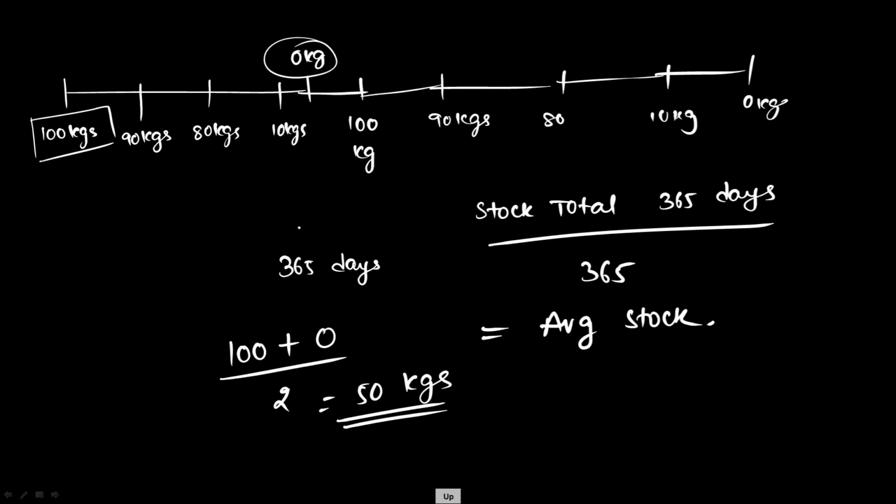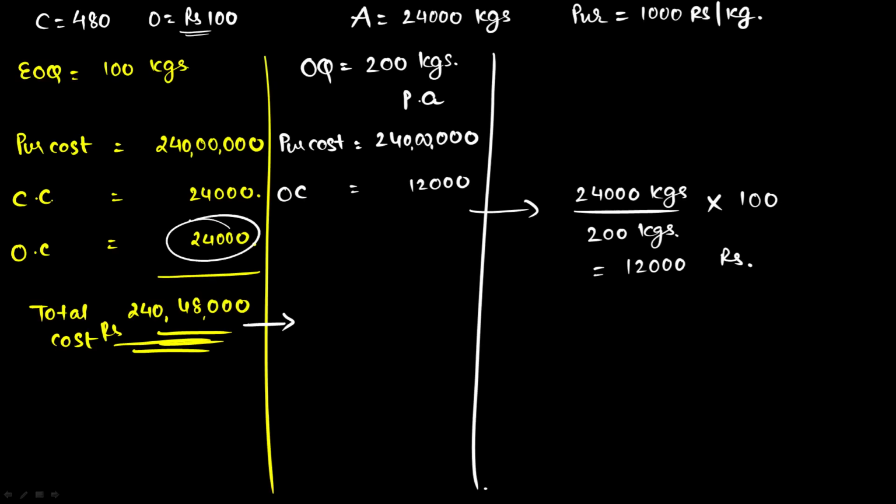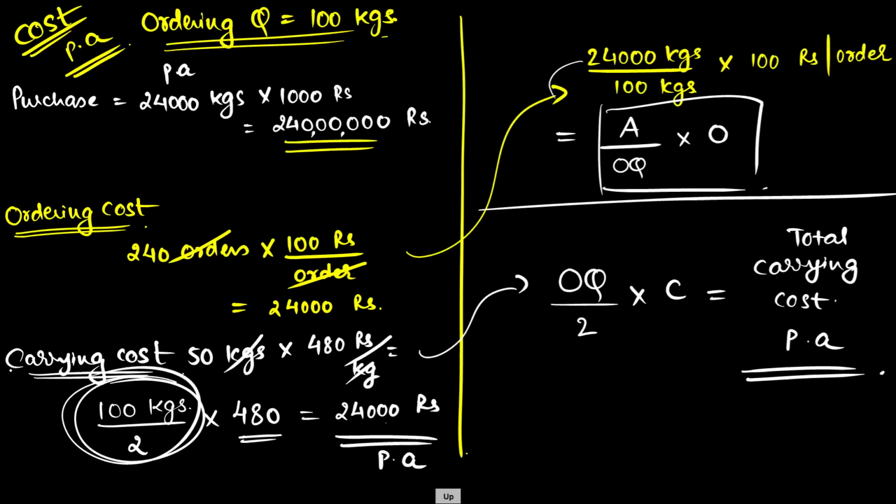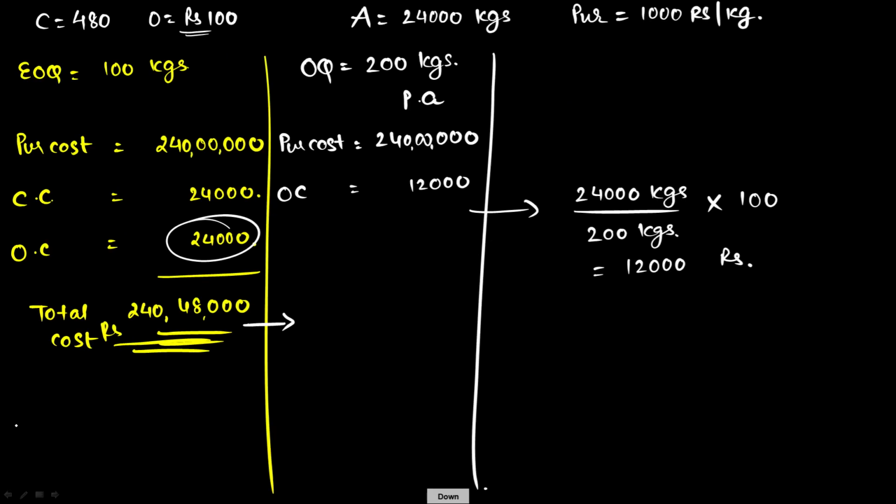For Wilson it was 24,000. For us it is 12,000. Our ordering cost has decreased, and believe me, it will decrease. Why? We are now making only 120 orders in a year. Wilson was making how many orders in a year? 240, right? We are making only 120 orders. So our ordering cost will obviously decrease.